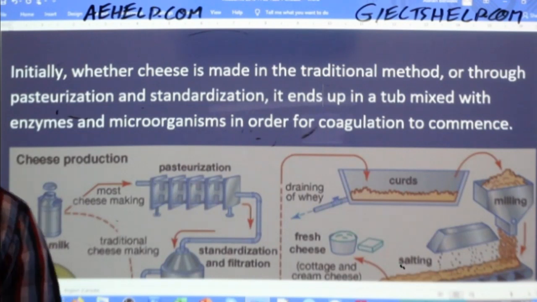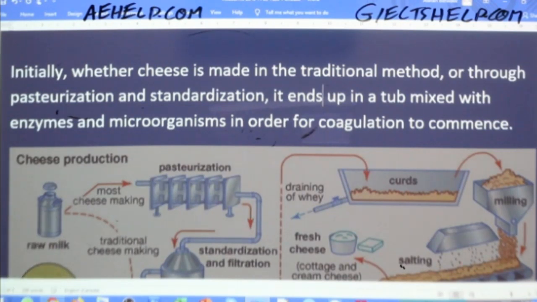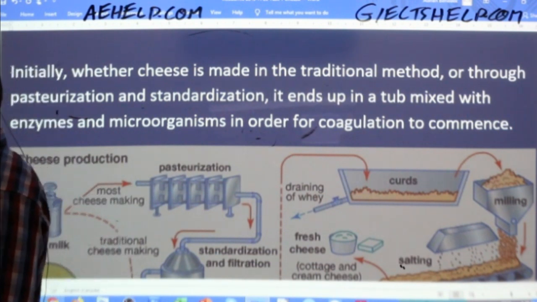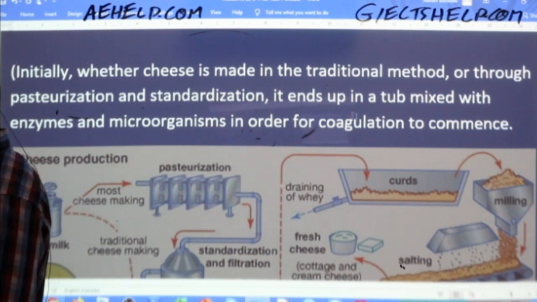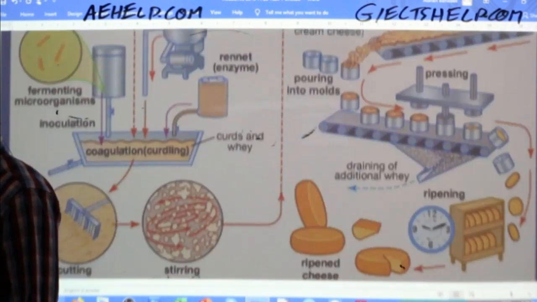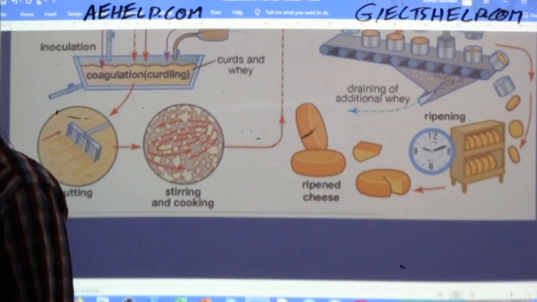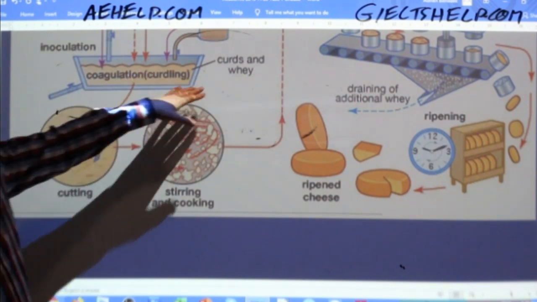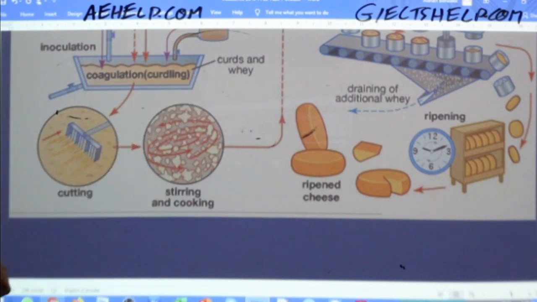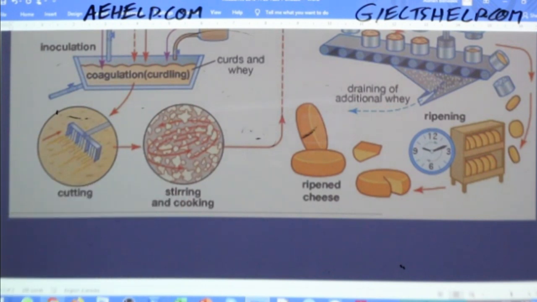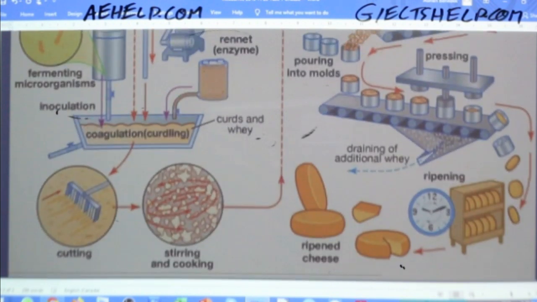Okay. All right. Both are fine. Both work well. Whether or, either or, really nice use of correlative conjunctions to help you bump up those band scores. All right, let's keep going. So enough on that first step. Okay. So what happens next? Here's coagulation. Curds and whey. It's the two products that come out. And then there's cutting, stirring, and cooking. Ooh, interesting. All right. So cutting, stirring, and cooking.